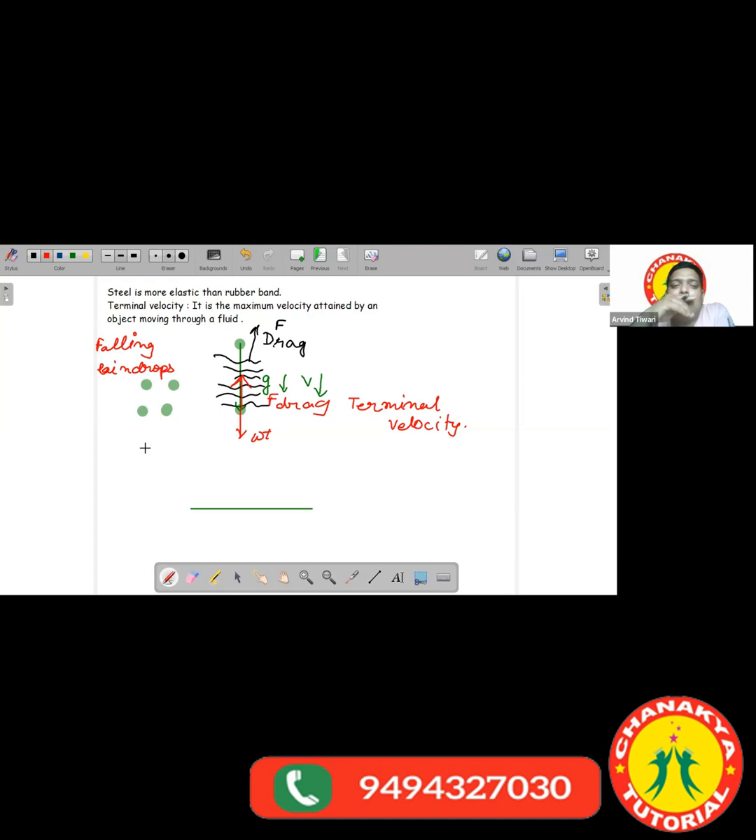Okay. Now here, if for these drops there was no backward dragging force, if there was no air, these drops would hit the ground with very high speeds of nearly 200 to 300 meters per second. So the speed of the ball would have been very high if there was no dragging force. There was no drag.